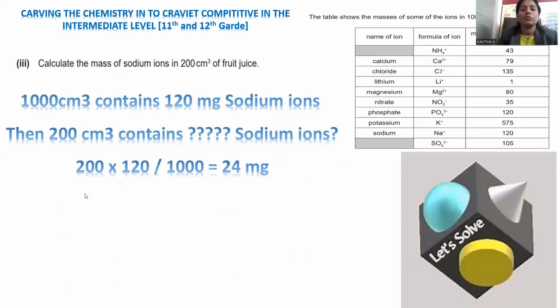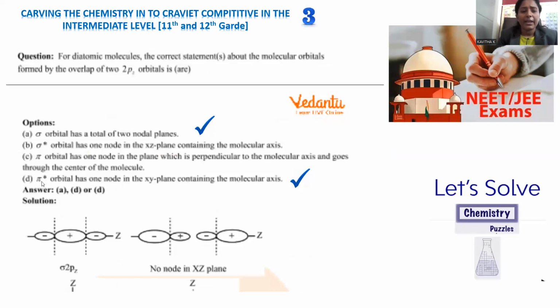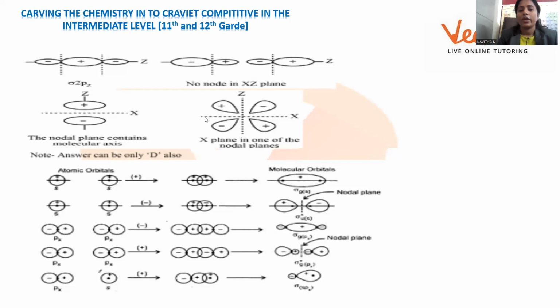Okay, pi star means what? Anti-bonding molecular orbital will be there. So this is sigma bonding, this is sigma anti-bonding, this is pi anti-bonding, right? So what they are saying: pi star orbital has one node on the XY plane, molecular axis. When you see this, this is said to be the molecular axis. This is what we can call the perpendicular axis. Whatever axis is present with respect to the molecule is called the molecular axis.